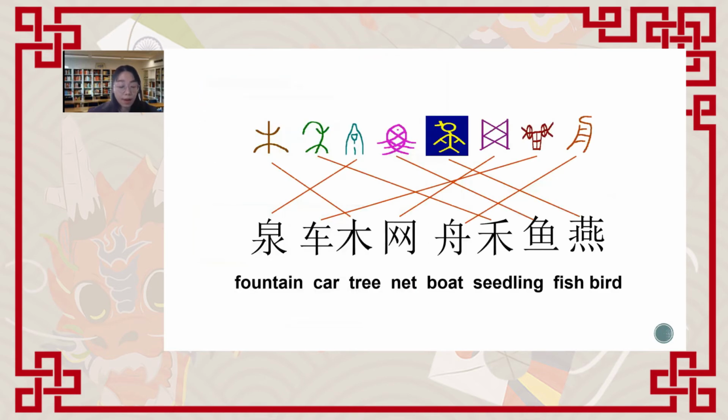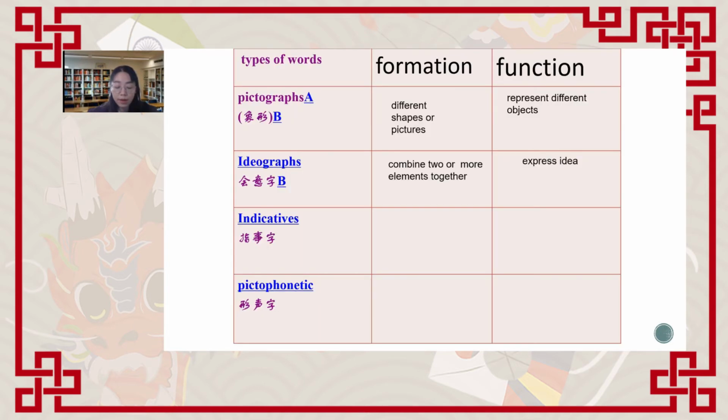And in the next slide, there are more examples. Between the scripts in the first line and the characters in the second line, we can see some similarities based on the shape. And we go to the second type of word.